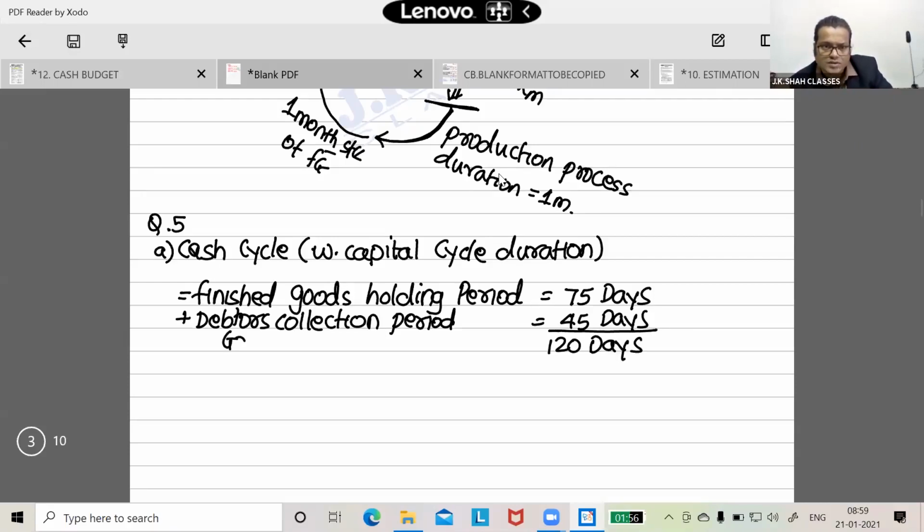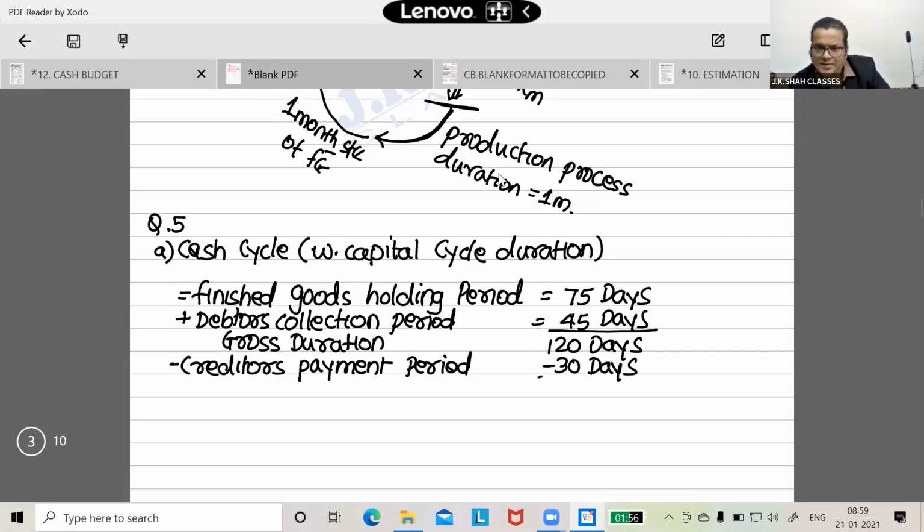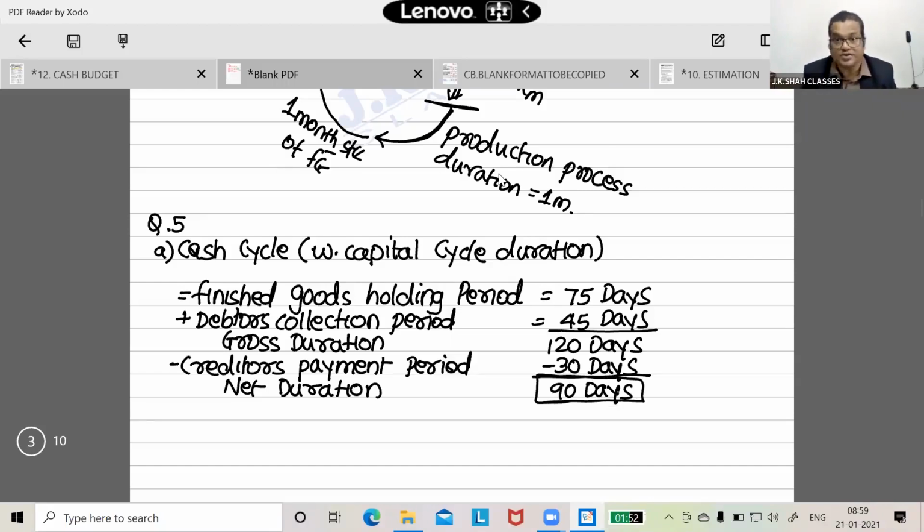Okay. Now, is the creditor giving us any credit? Yes, the creditor payment period is 30 days. So less creditors payment period, 30 days. So the bank manager is asking me, sir, you want a working capital loan now? What is your duration, sir? Tell us, sir. With how many days? 90 days. I hope you have understood.